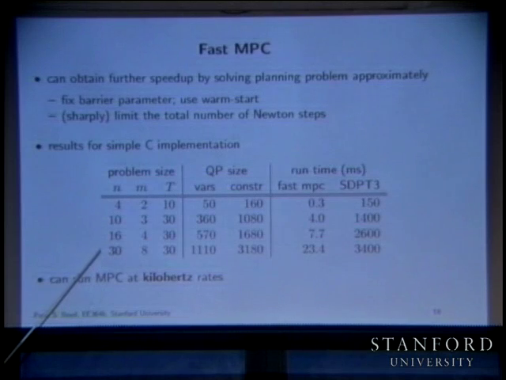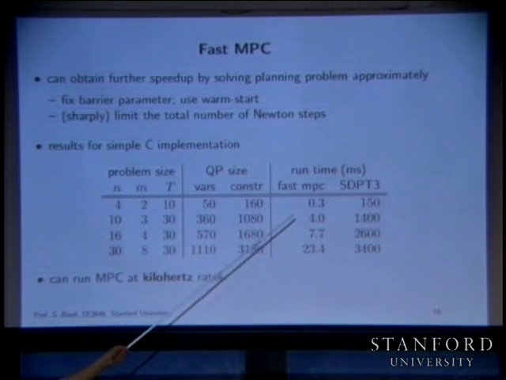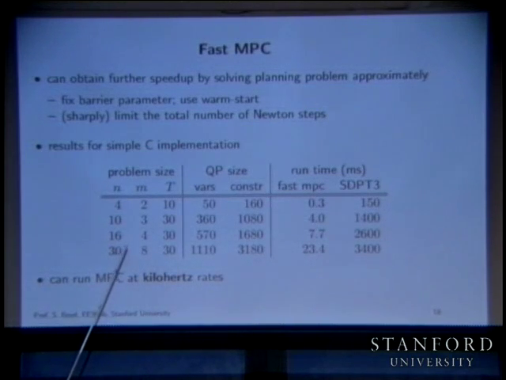Here would be some of the numbers involved. Here's a problem with 4 states, 2 inputs, and a time horizon of 10, and that goes down to 300 microseconds. You can have a problem with 30 states, 8 inputs, and a horizon of 30. That's a problem with 1,000 variables and 3,000 constraints. That goes down to 23 milliseconds.